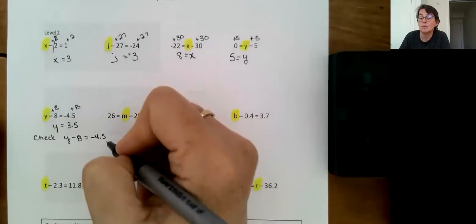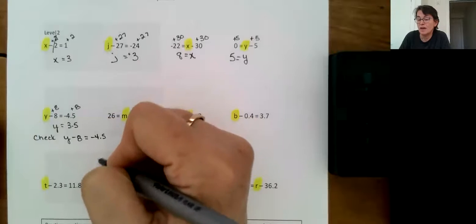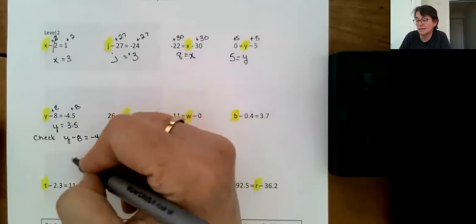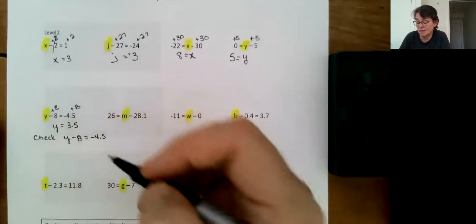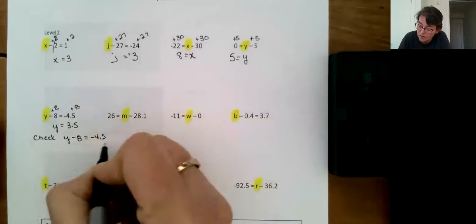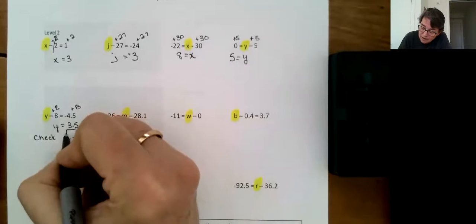That step becomes way more important as we get into more complicated equations. Because if you start simplifying and make a mistake in your simplification and then check from that step, it's still going to work out for you. You don't want to do that.